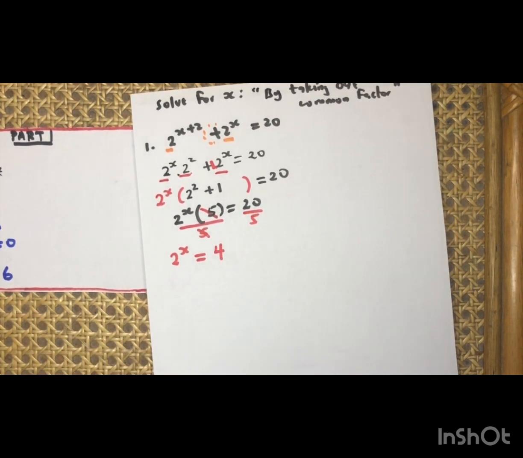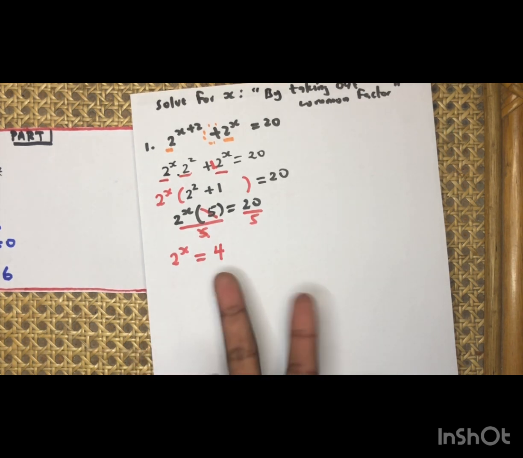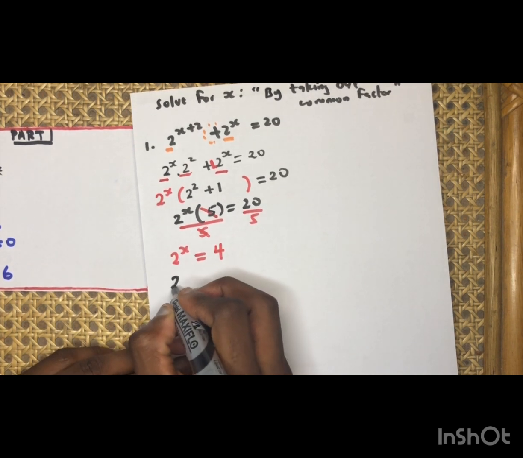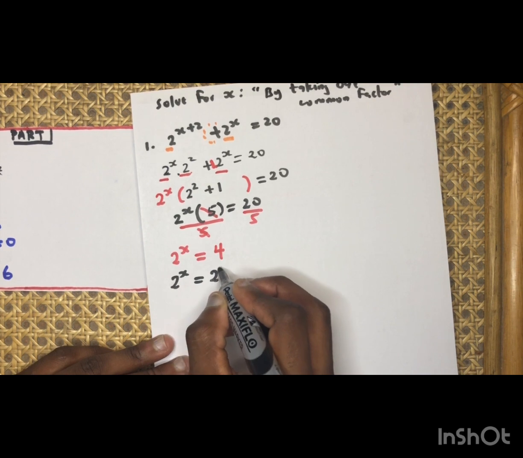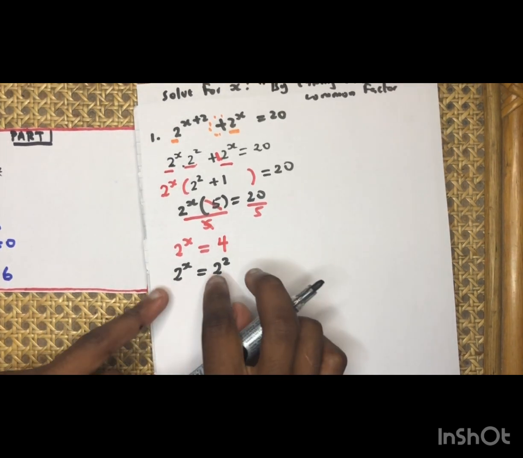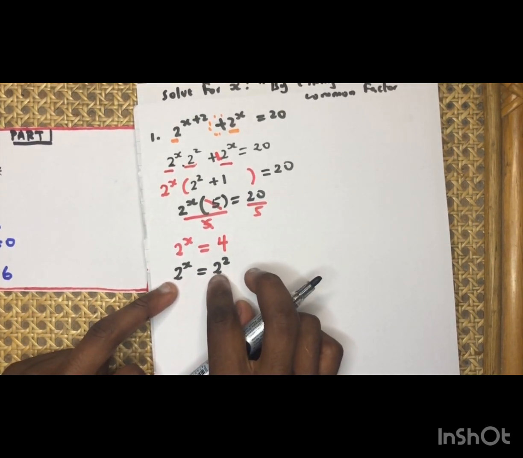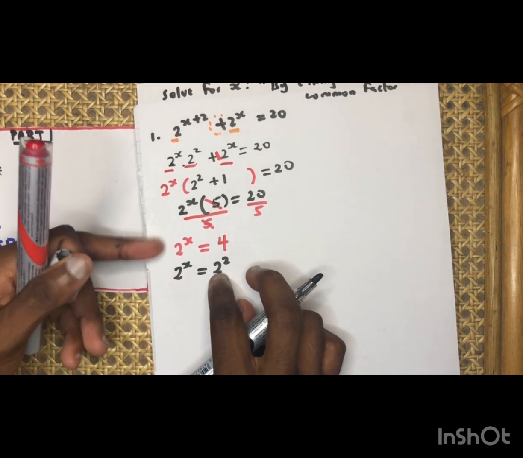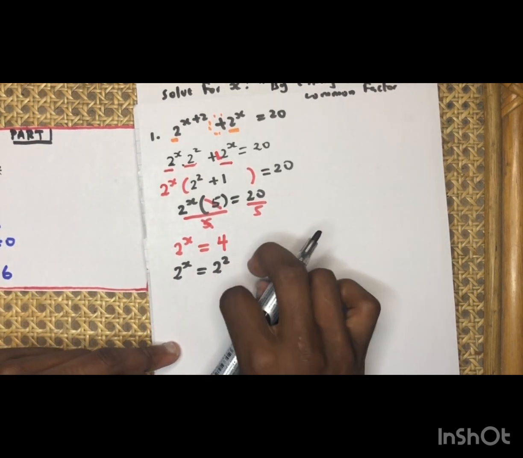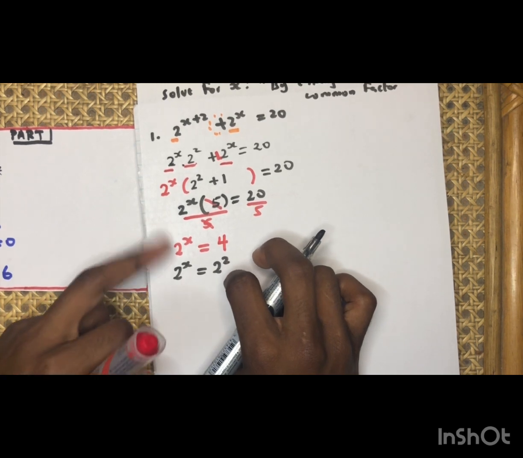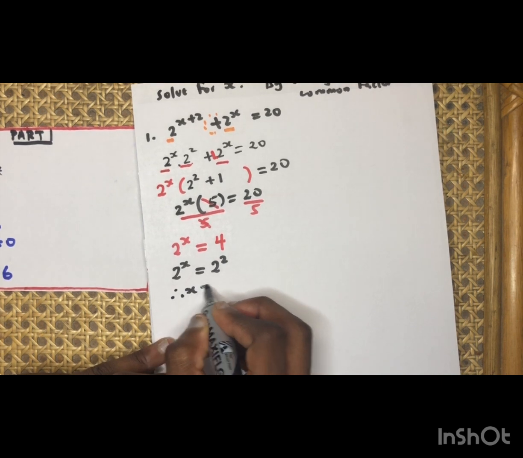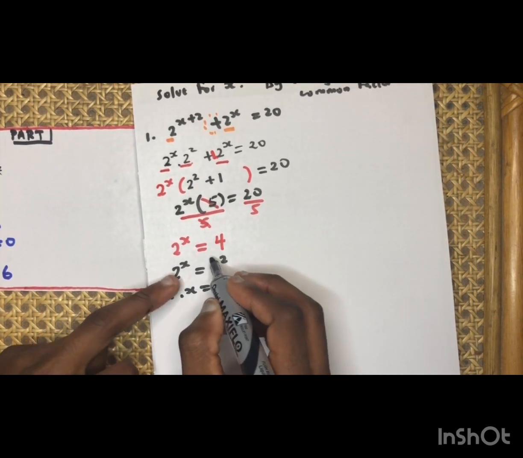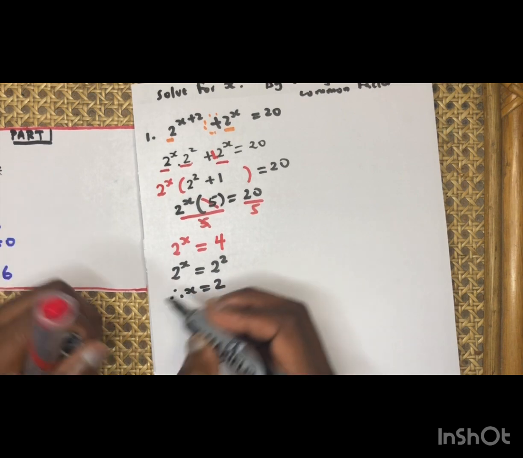Now 4, guys, is a composite number, so I have to change 4 to find the prime base of 4. So I drop again 2 to the power x, then this one will change to be 2 to the power 2. Now, whenever you have the bases that are the same, because your aim here is to get a single power on the left side and also a single power on the right side, now the bases are the same. Now we can conclude that x equals 2. We equate the exponents when the bases are the same.